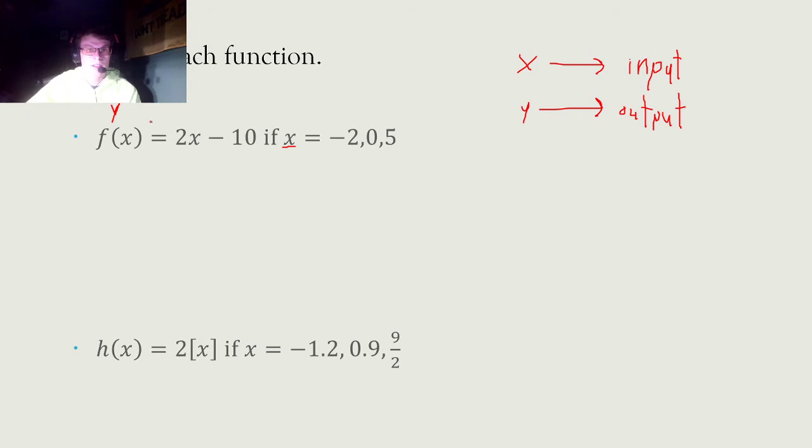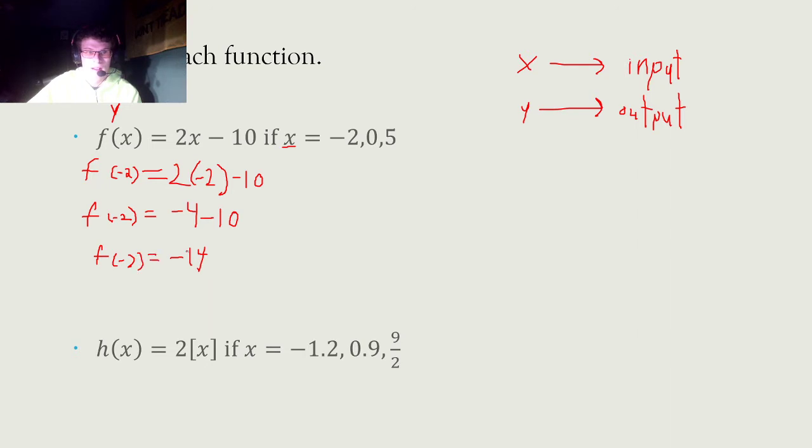So let's substitute in, first off, -2. f of -2 gives me 2 times the quantity, or 2 times -2 minus 10, and then f of -2 is equal to -4 minus 10, okay? So that gives us -14 for f of -2.